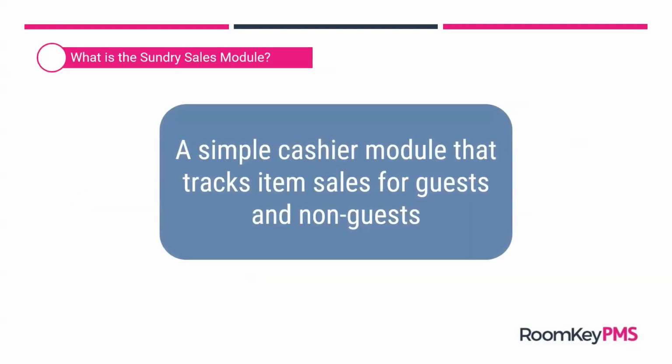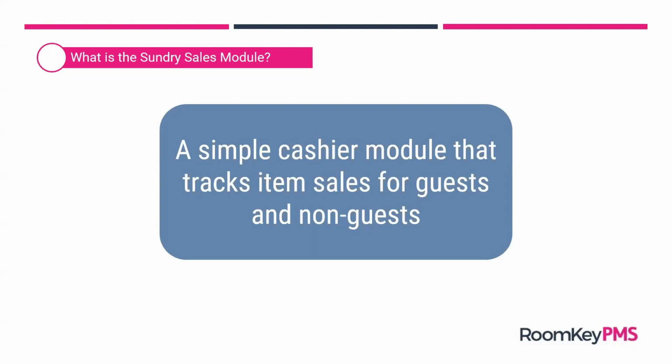So diving right into an overview, what is the Sundry Sales module? In Roomkey, this is a simple cashier module that tracks item sales for guests and non-guests. So typically, when we're working with front desk and reservation operations, it requires a reservation in order to purchase an item or record a sale, but this Sundry Sales module actually allows you to do that for both guests and non-guests. So it doesn't require a guest reservation in order to sell an item.